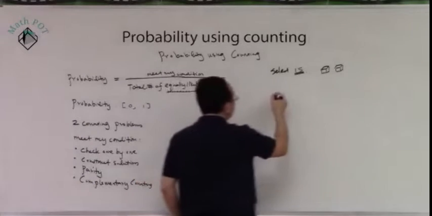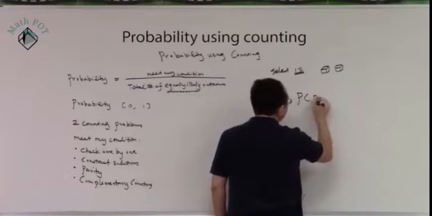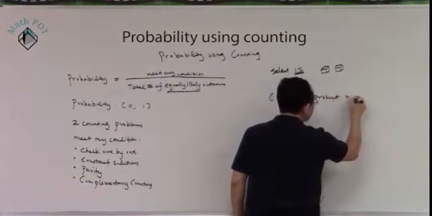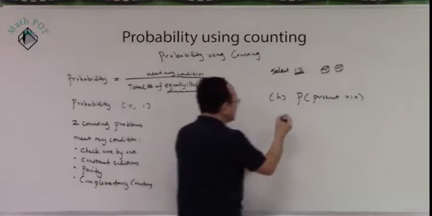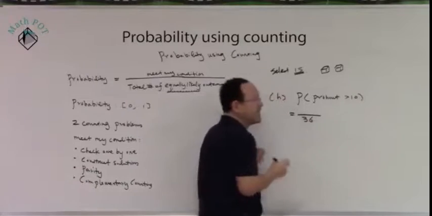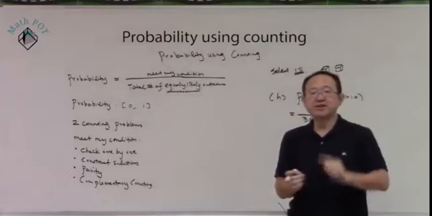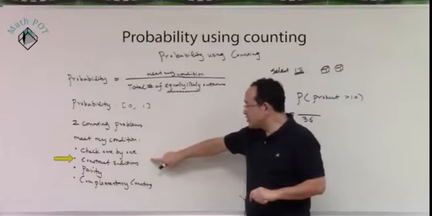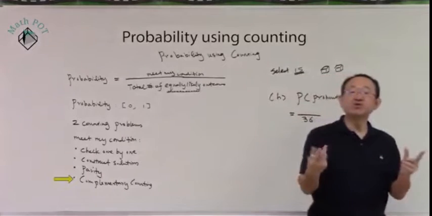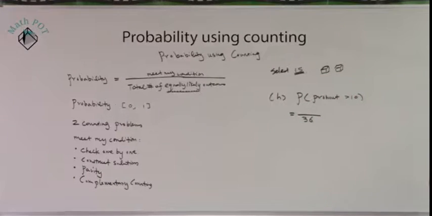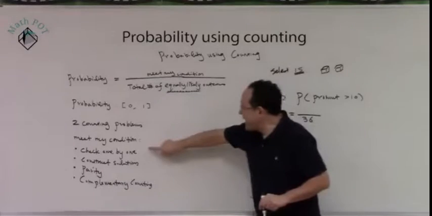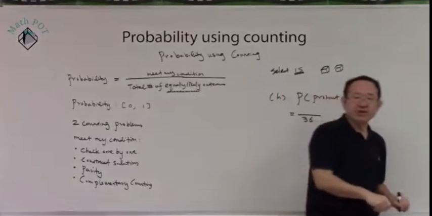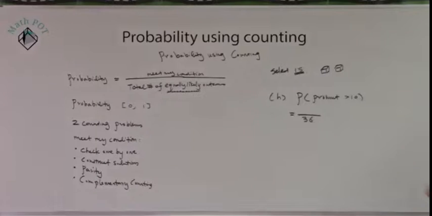So next one is H. What is the probability the product is greater than 10? Of course, we know the total outcome is nothing but 36. The key is still to figure out the minimum condition fast. You can check one by one, or you can try to construct the solution. Of course, for this problem, you might think about complementary counting, because I feel we should have a lot of numbers multiplied together greater than 10. I'm going to show you how to solve this one by checking one by one and by complementary counting. I'm going to show you both methods.